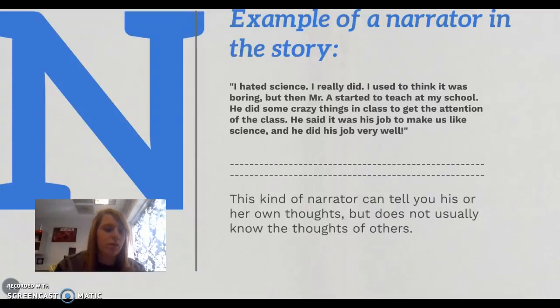This is also called first person point of view. That's important to know as well. First person point of view. It's not on the actual slide, but that's what it's called. So when the narrator is in the story, it's called first person point of view. This is one example of that.